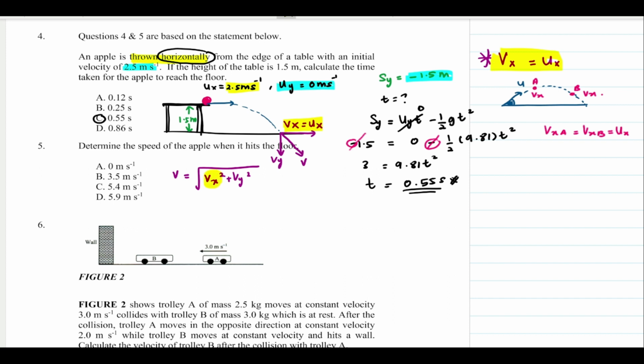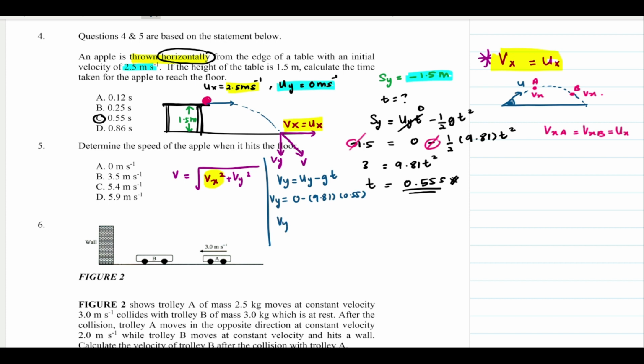Vx kita dah settle, ada nilai. But now we need to find Vy. Okay, so saya tulis dekat sini. Kita kira dulu Vy by using equation Uy minus GT. Sebab saya dah ada T tadi. Okay, so Uy is equal to 0. So ignore lah 0, negative 9.81. T kita adalah 0.55. Okay.